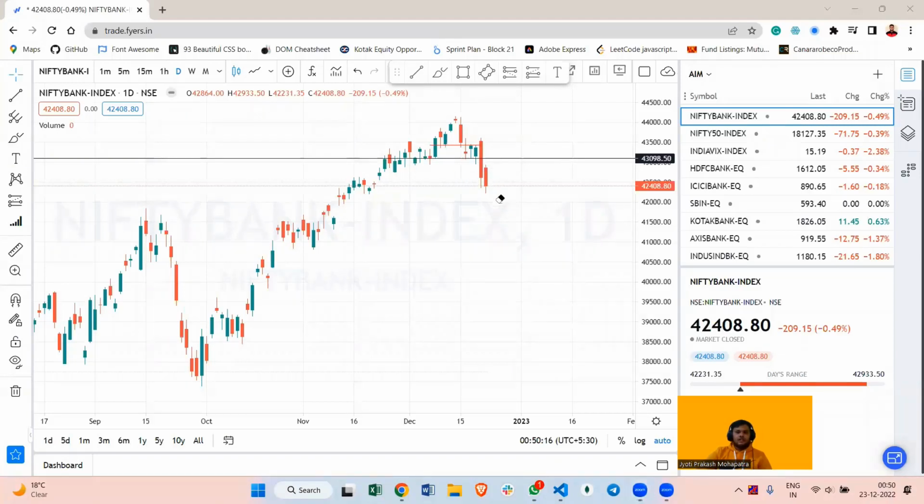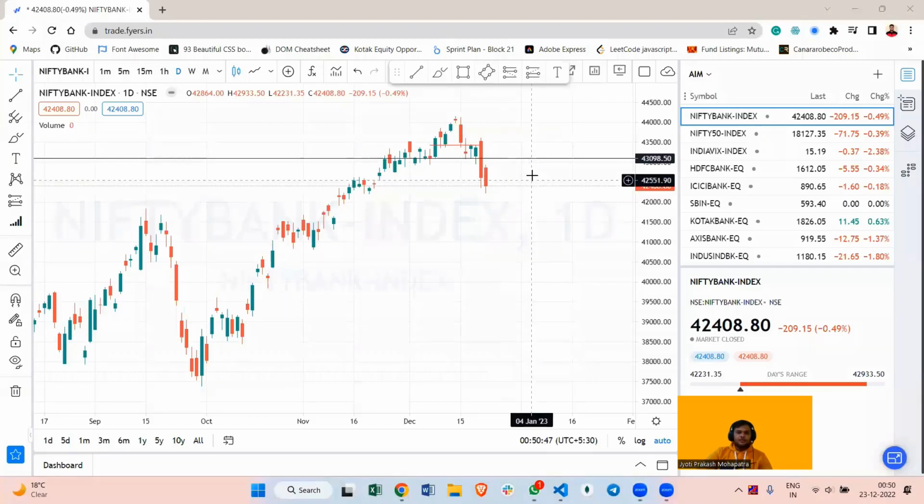Okay, so now it trades around 42,400. If tomorrow the market trades below 42,300 by opening flat or gap down, then we can take a trade for selling. But if it opens gap down around the 42,000 level, then we're going to wait for 15 to 20 minutes for any kind of trend confirmation.